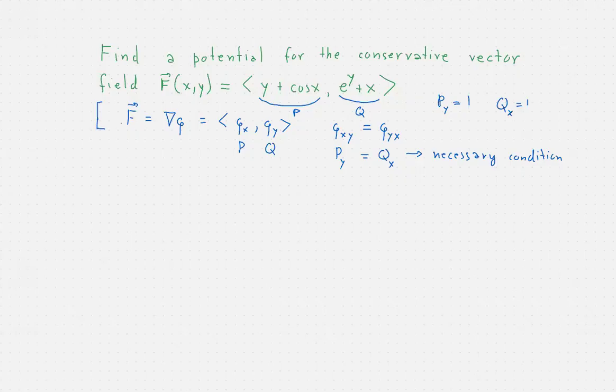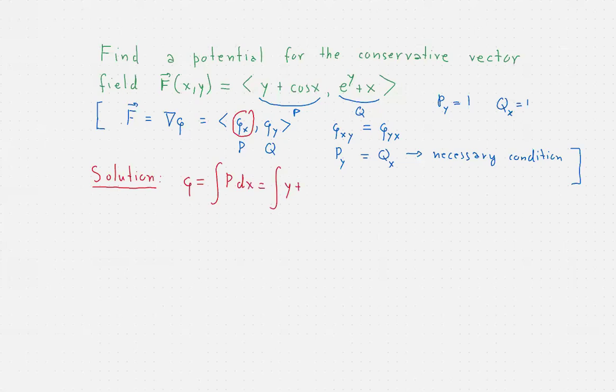So let's see how we find a potential. And I'm saying a potential because if you find one and then you add any constant to it, you will have another potential. So what do we do here? The idea is actually pretty simple. Since y plus cosine x, or P in that case more generally, is the derivative with respect to x of the potential, we begin with a first guess for the potential by integrating P with respect to x. So we take the indefinite integral of y plus cosine x with respect to x.